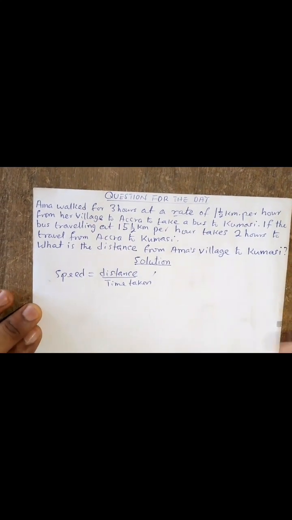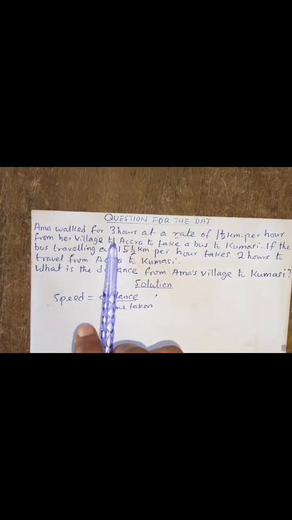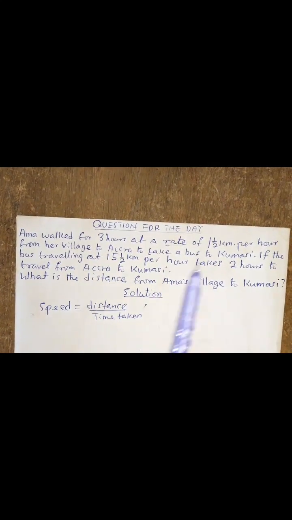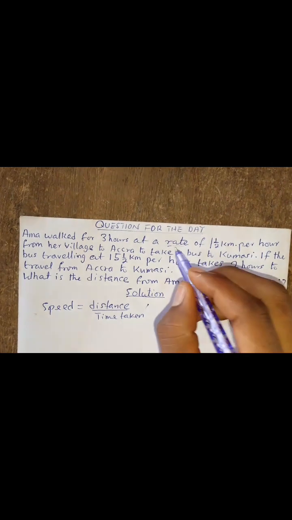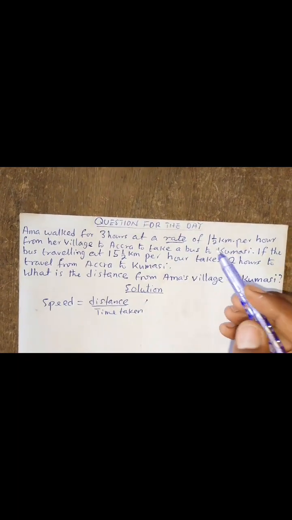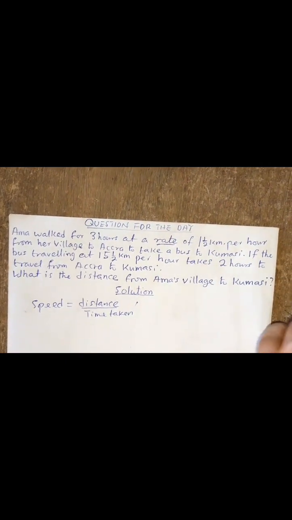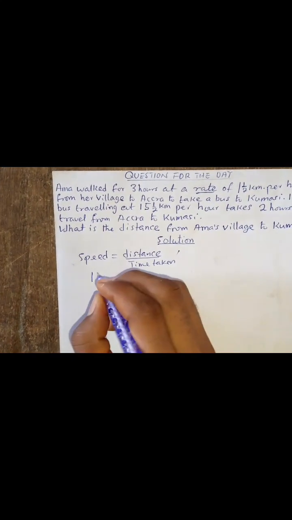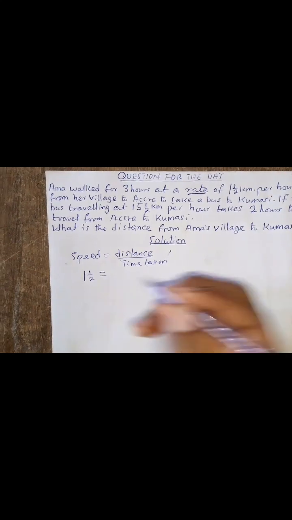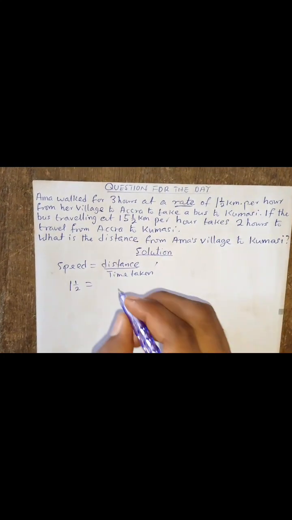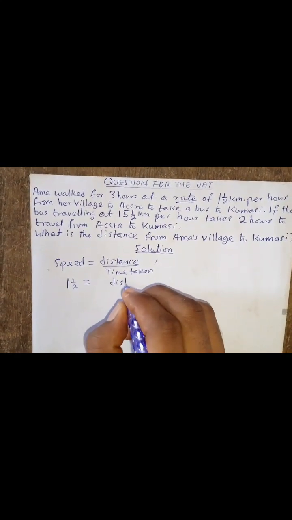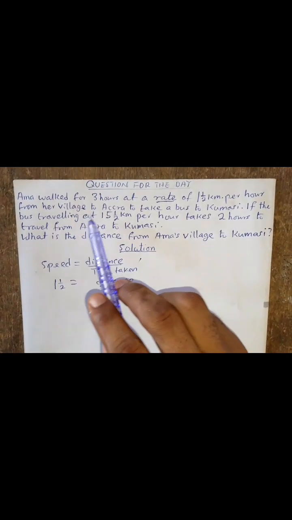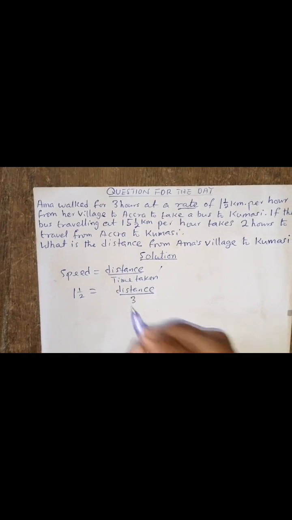But in this case, Amma walked from the house to Accra, so we will calculate that one first. The rate at which the person is moving is the same as the speed. So that is 1 1/2. I can change it to an improper fraction. So I have 1 1/2, that is the speed, is equal to the distance, that's what I'm looking for, out of time taken. They say she used 3 hours, so out of 3.